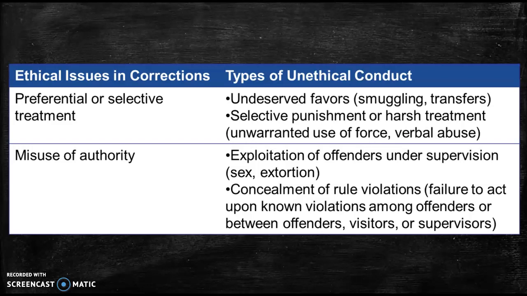Another big issue of misuse is concealment of rule violations. Again, failure to act on known violations among offenders, right? So you're misusing your authority, maybe for your own betterment. Or between offenders, where you're helping one group of prisoners or one particular prisoner over another. Not letting some see their visitors, helping visitors smuggle things in. Again, misuse of authority there. Supervisors, maybe the brass, maybe the people above, are engaged in some ethical violations, and you have a duty to report this and stop it. That sort of thing is what we're looking at here as some of the major issues.